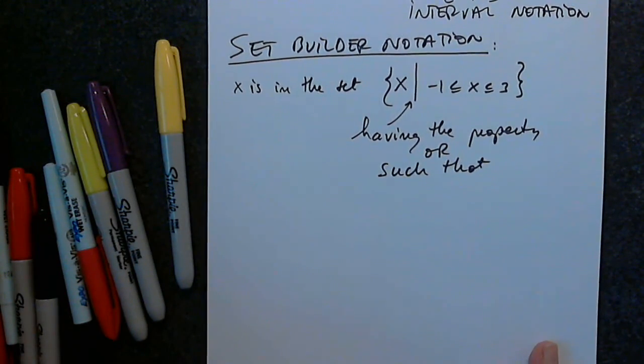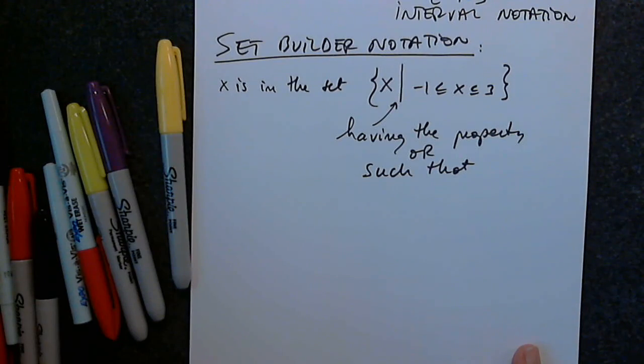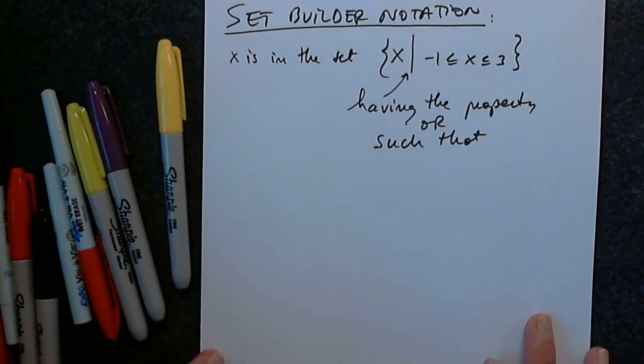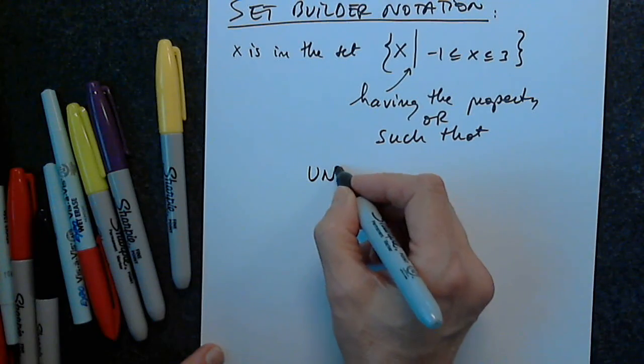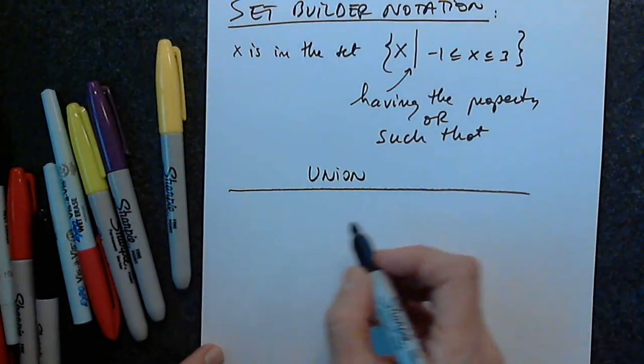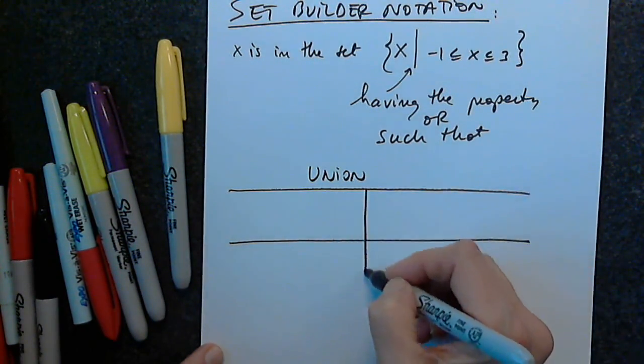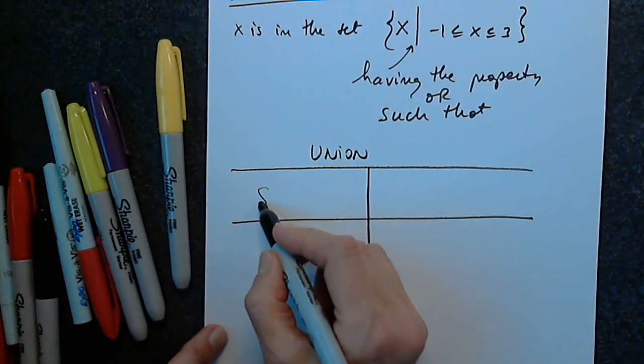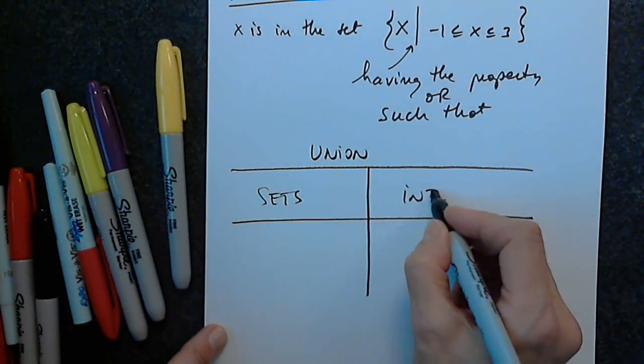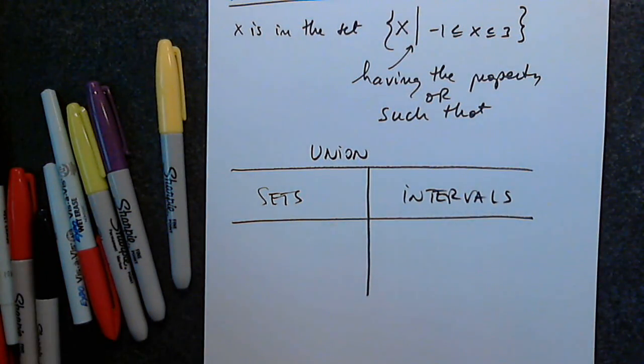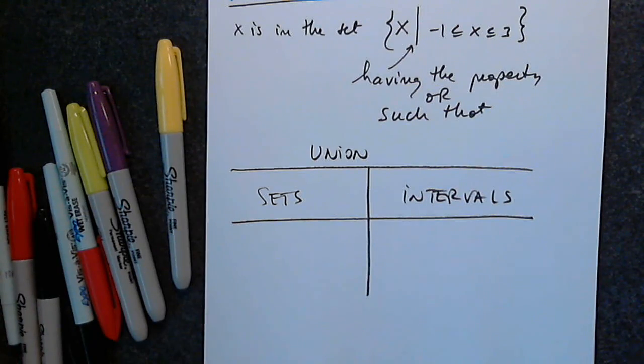Right, very good, very good. This equation, all of the values of this, and also all the values of this. Perfect. So let's talk about union. And there are two different situations. Union of sets and intervals. So we can create a union of two sets, or we can determine the union of two intervals. So let's start with the union of sets.